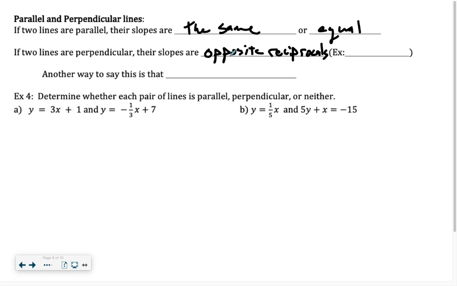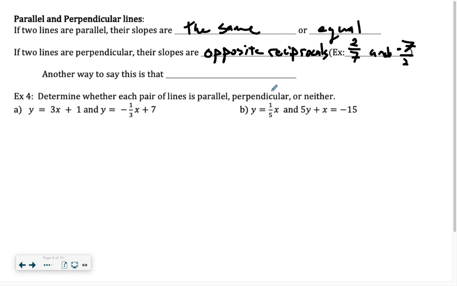Okay, so two parts to this. The opposite part means opposite signs. That means one of them would be positive and the other would be negative. And then reciprocals means just the fraction is flipped. An example of opposite reciprocals would be like 2/7 and -7/2. One of them is positive, one's negative, and then we just flip the fraction upside down.